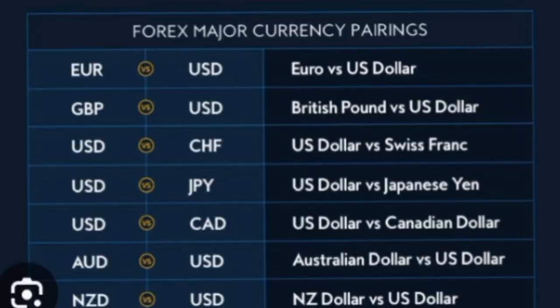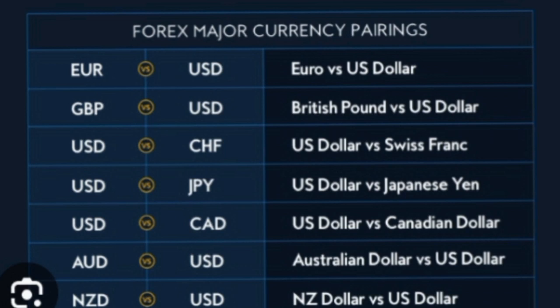What are major pairs? Major pairs are simply the currency pairs that are mostly traded around the world, and they usually contain US dollars in them. Examples of such currency pairs include EUR/USD, which is Euro versus dollar. Then we have GBP/USD, which is Great Britain versus US dollar.